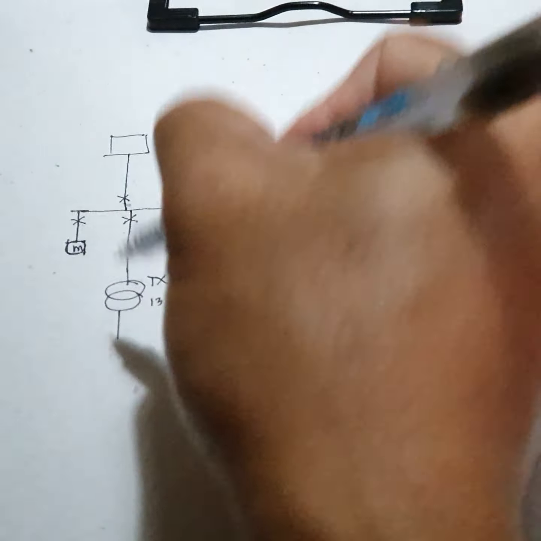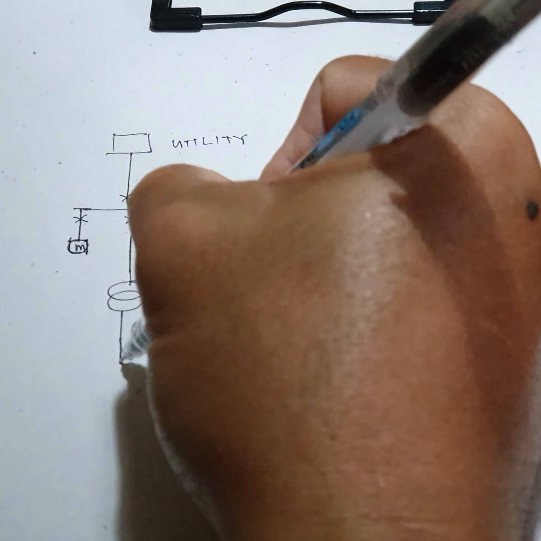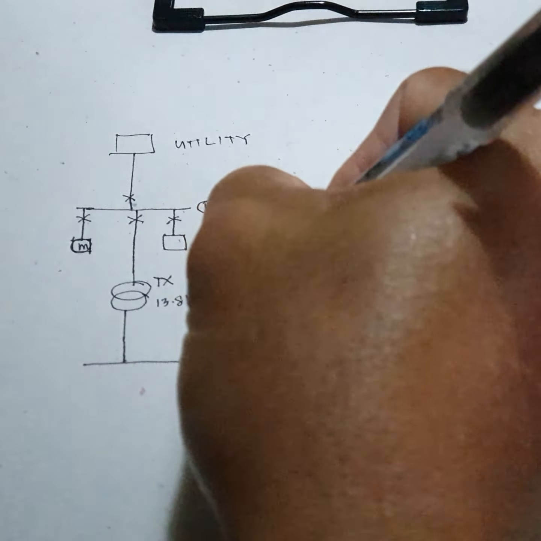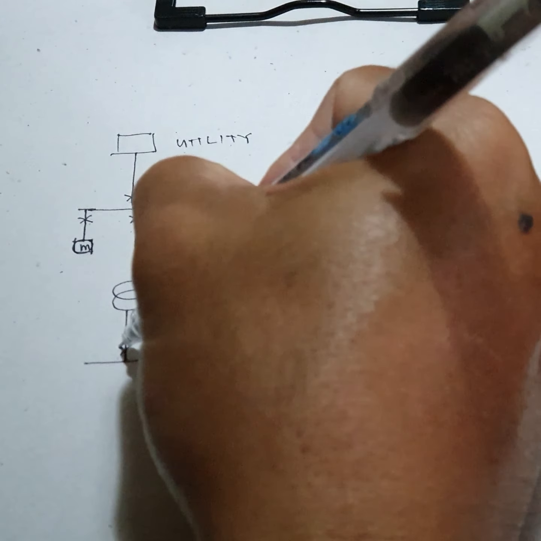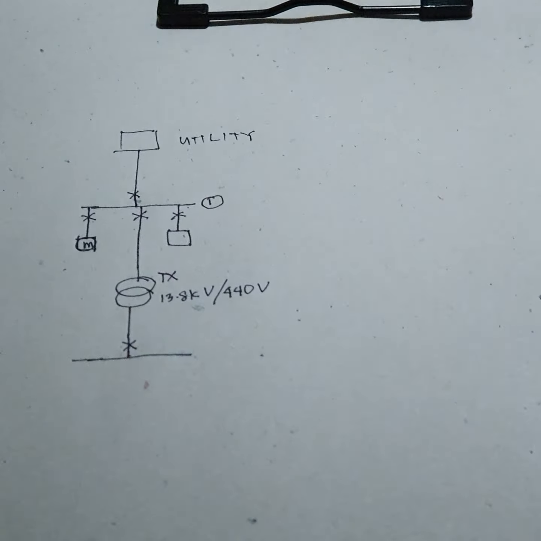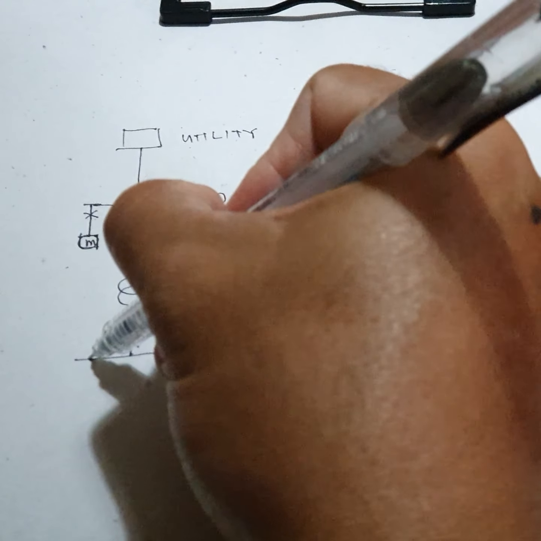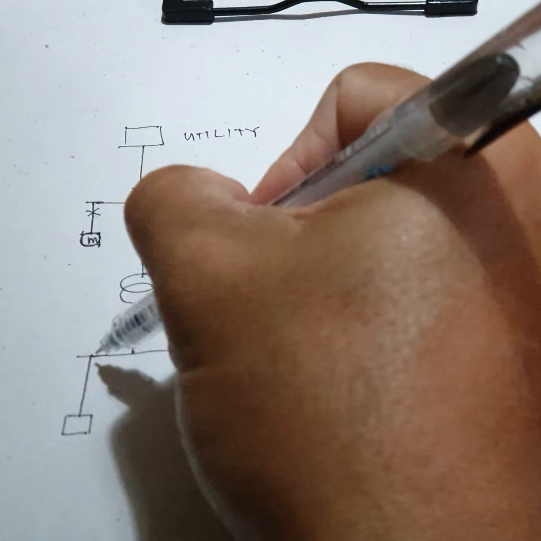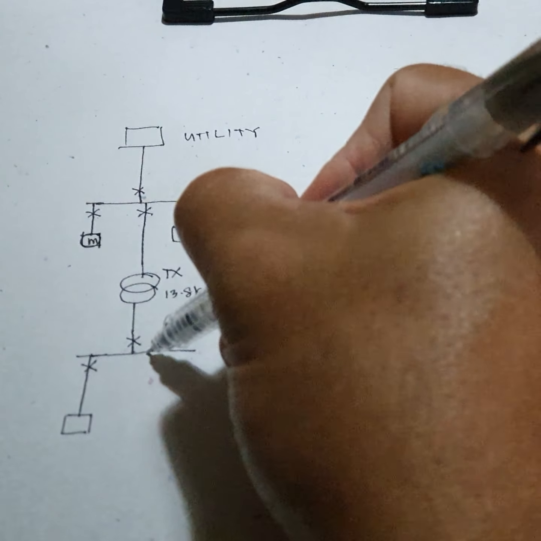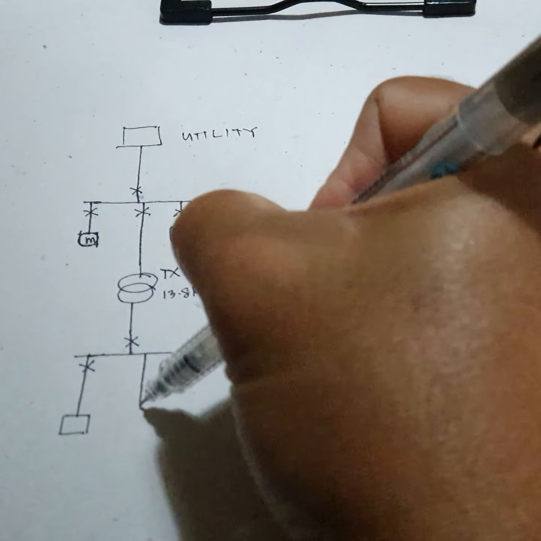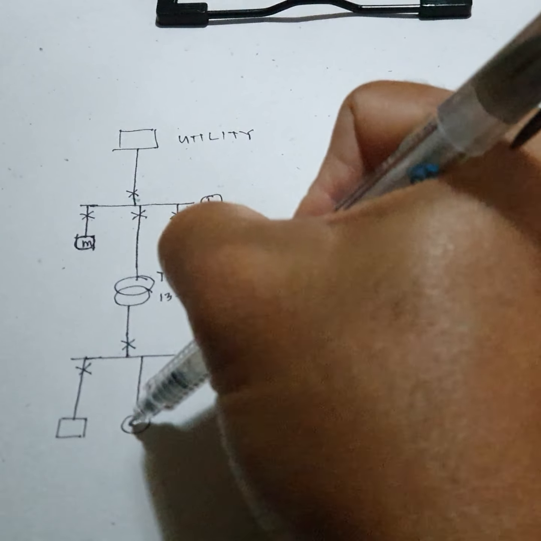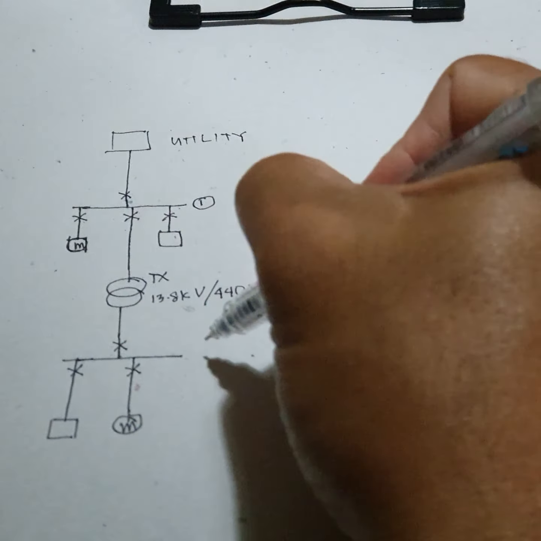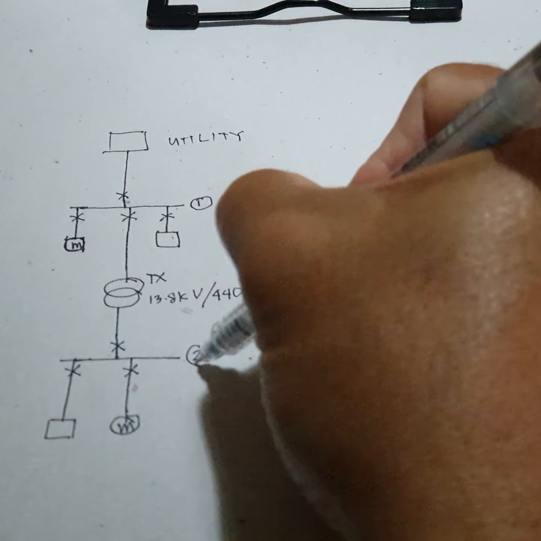Okay, then another cables or transmission lines, then you have another bus. Of course you have a protective device, and let's say you have a load and also a protective device, and you have the motor loads also. You have a protective device. Okay, let's say this is bus 2.